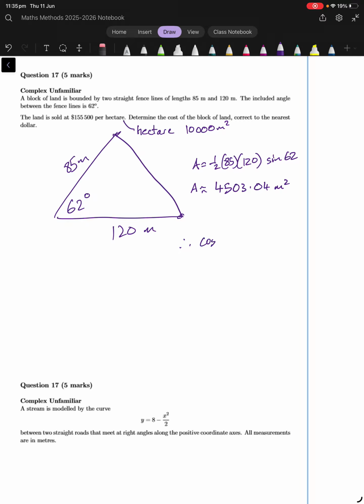So the cost is 155,500. Now to convert this into hectares, I just take my 4503.04 and divide it by 10,000, because that's what fraction of a hectare I have. And as we said before, a hectare is 10,000 square meters. And so for this one, good price for land these days, $70,022 to the nearest dollar. And if you write a nice little sentence at the end saying that, that would be even better.